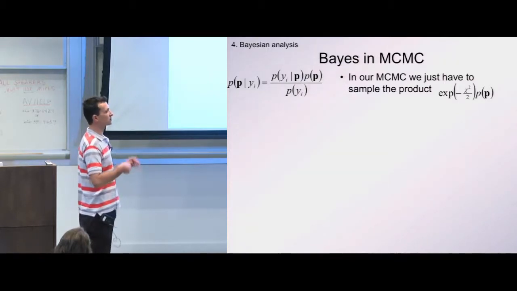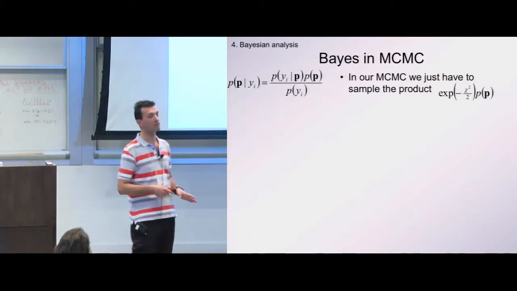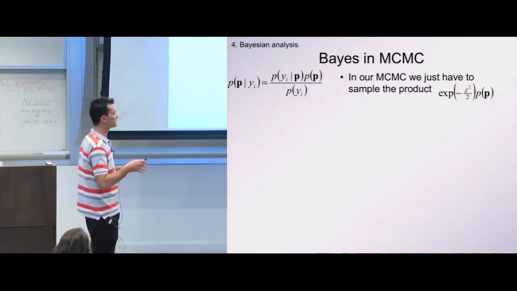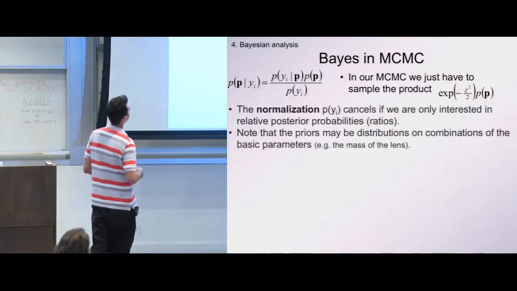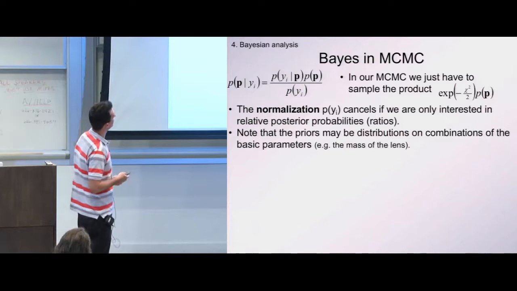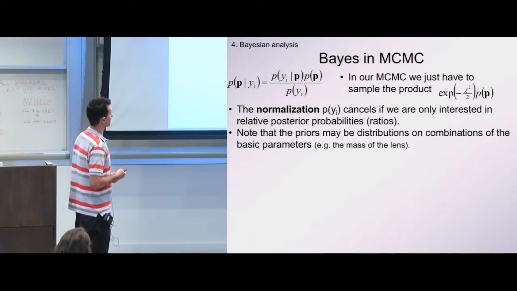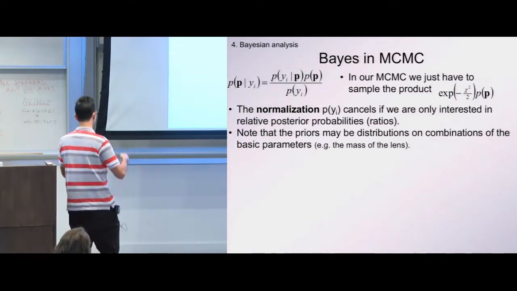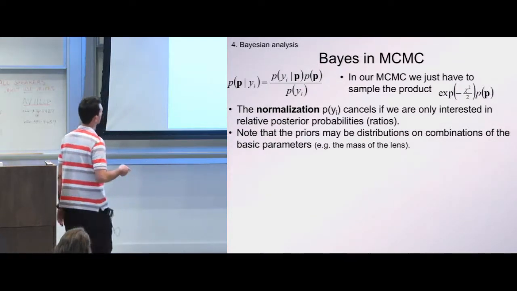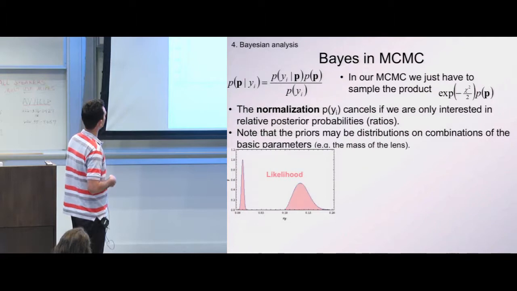Then you are no longer sampling the likelihood, you are sampling your posterior probability distribution. And so in the end, you will end up with the posterior probability. The normalization factor cancels out because we're always dealing with ratios, so this is not a problem.